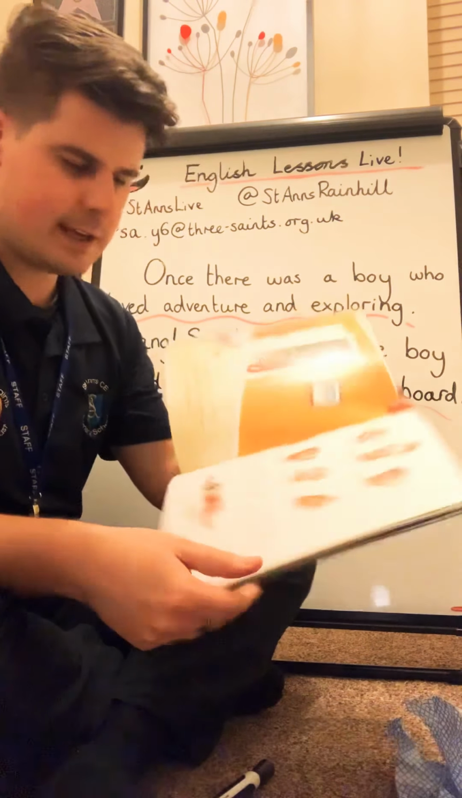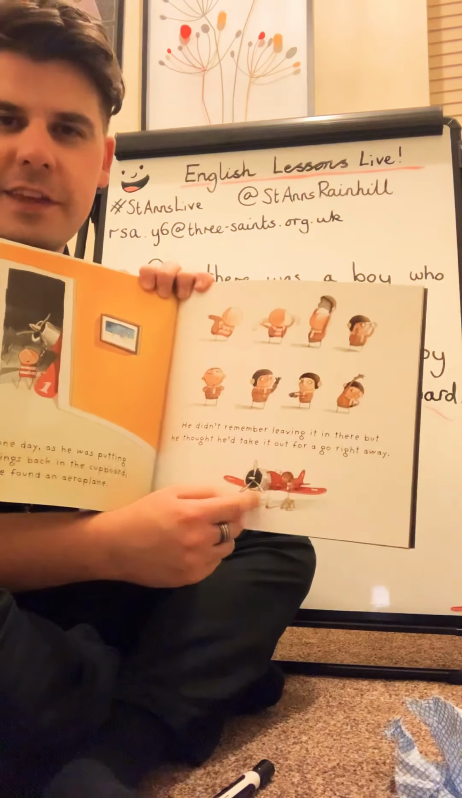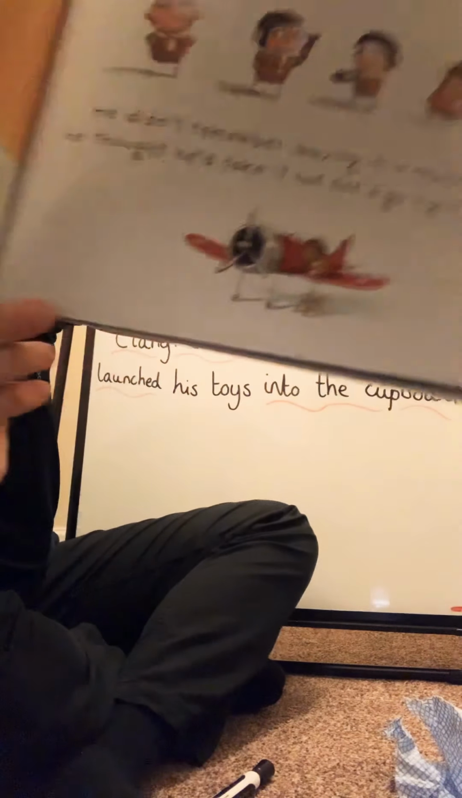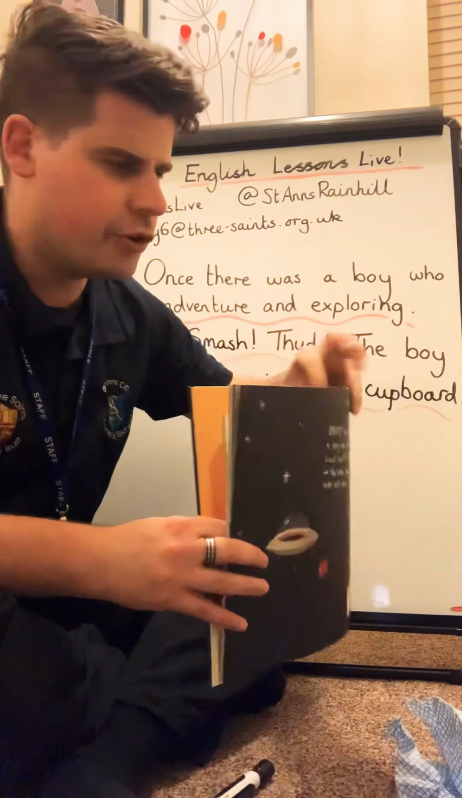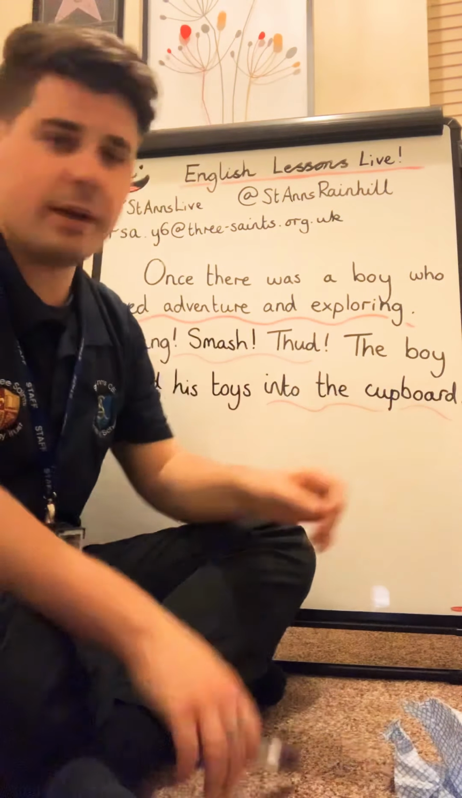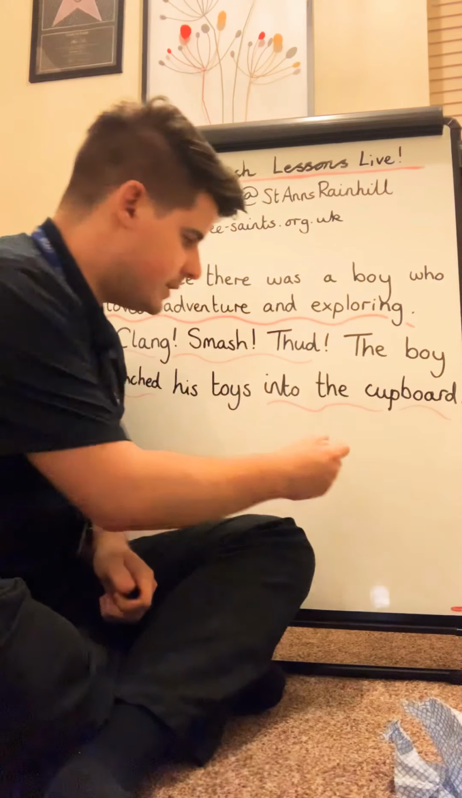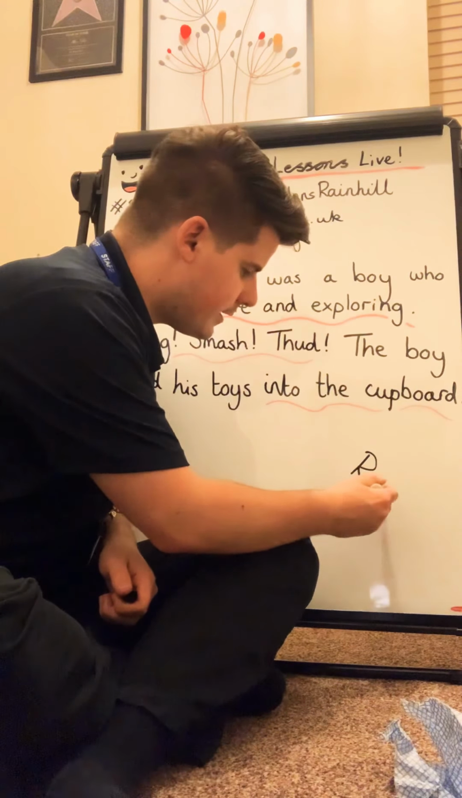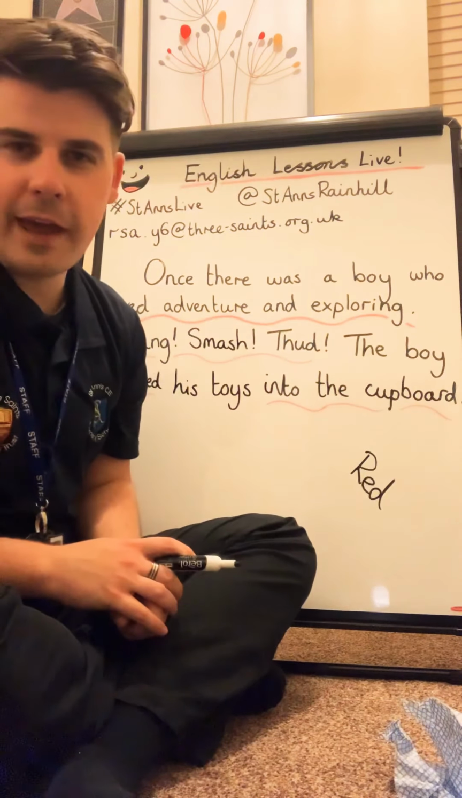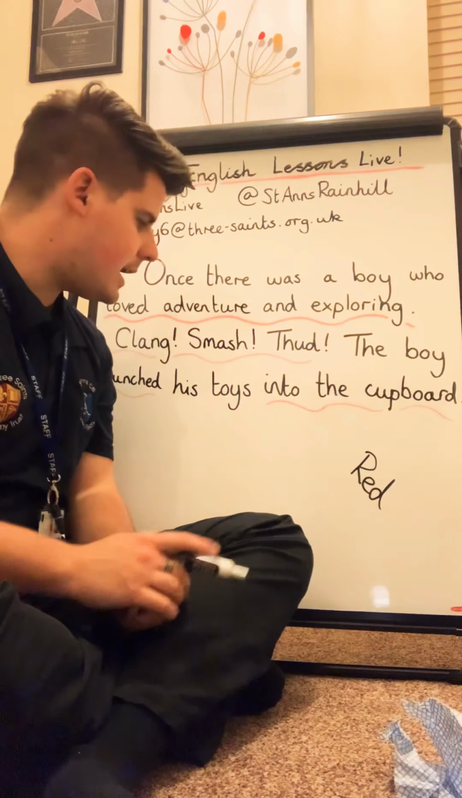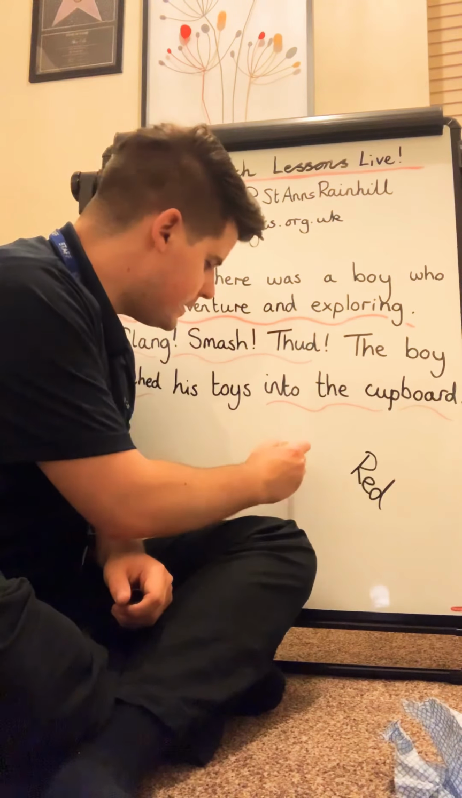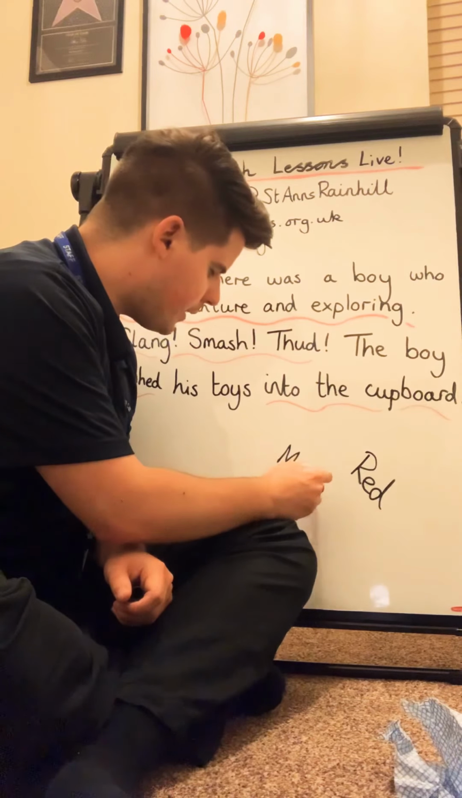Oh yes, he found this aeroplane. Now have a close look at the aeroplane. What words could we use to describe it? Well, obviously one word that comes into my mind is the word red, because it is a red aeroplane. We could say it was a metal aeroplane.